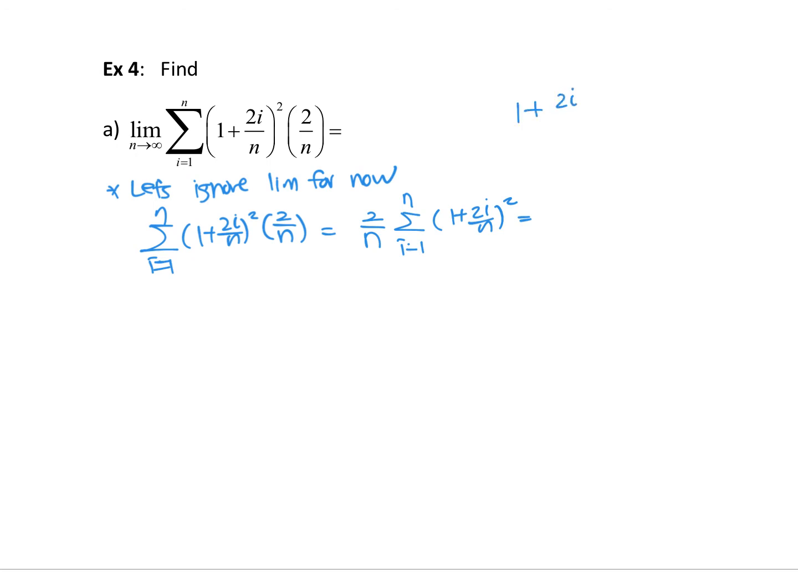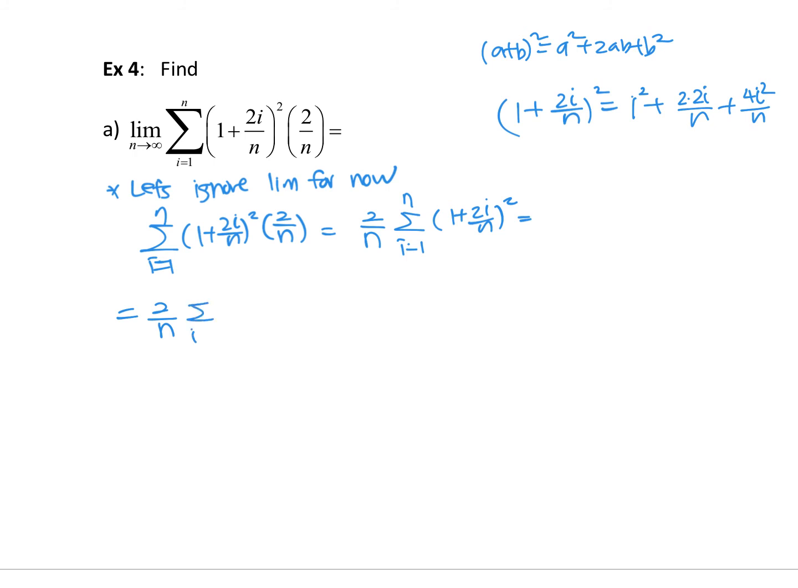1 plus 2i over n, squared, is 1 squared plus 2 times 2i over n plus 4i squared over n squared. Right? I'm using the fact that a plus b squared is a squared plus 2ab plus b squared. So I can do here 2 over n, sigma 1 to n, of 1 plus 4i over n plus 4i squared over n squared. It should be n squared. Right here.